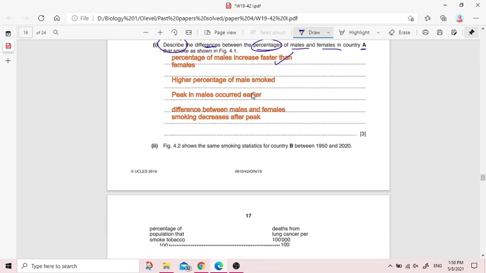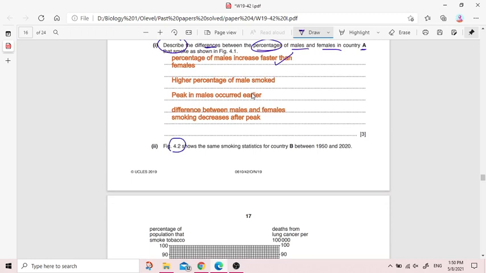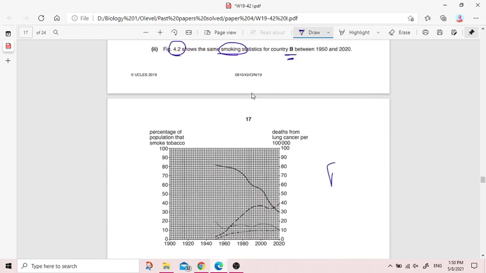Okay, now part two. He says Figure 4.2 shows the same smoking statistics but for country B. Country B.